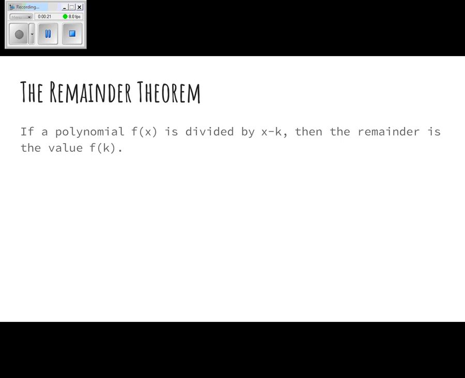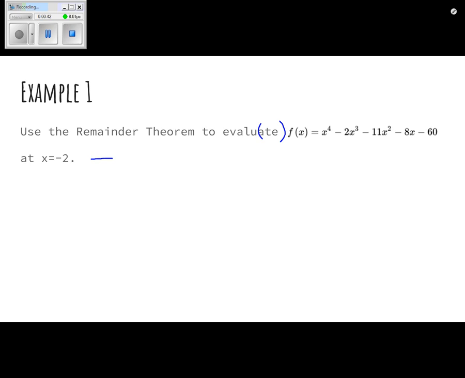Now, the definition of this, or the theorem, is kind of hard to read itself. A polynomial f of x is divided by x minus k. So we're still dividing polynomials here, where we're going to switch the signs on this factor, x minus k. Then the remainder is the function value, f of k. Okay. So to illustrate this, what I'm going to ask you to do is use the remainder theorem to evaluate this polynomial function at x equals -2.